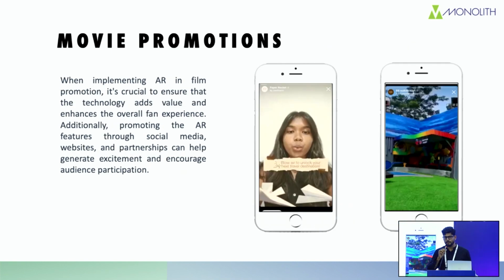Next, movie promotions. A lot of movies and shows have started adapting to this technology for their promotions. Especially there is a movie called Paper Rocket in Tamil. What they have done is they have made some paper rockets revolve around the face. If you turn on the filter and blow the paper, it will convert into a paper rocket and come around you. So it is just a game kind of thing, but it makes the brand get registered.